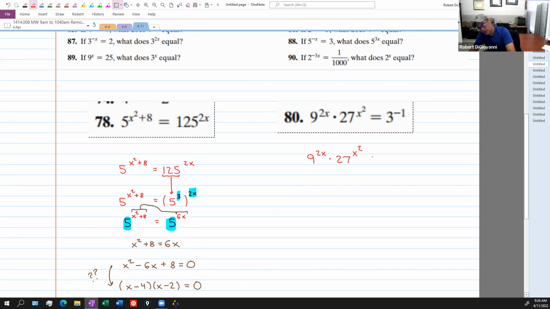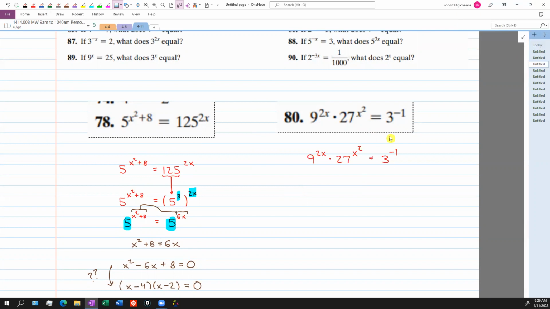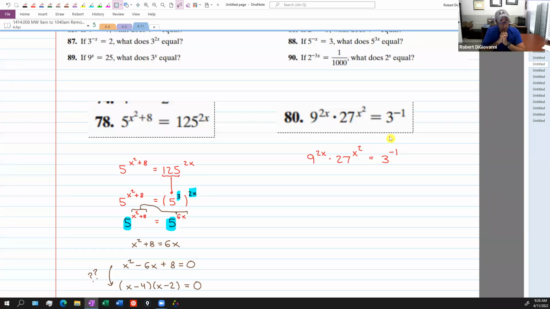Okay, so the next problem here, 80, is 9 to the 2x times 27 to the x squared equals 3 to the negative 1. All right, Michael, are you there? Michael G, are you following this, Michael? Yes. Okay, so looking at this, this is different than anything we've done up to this point because we got like a bunch of stuff happening here. The bases we have are 9, 27, and 3. So Michael, can you look at those numbers and see them as all being powers of something?